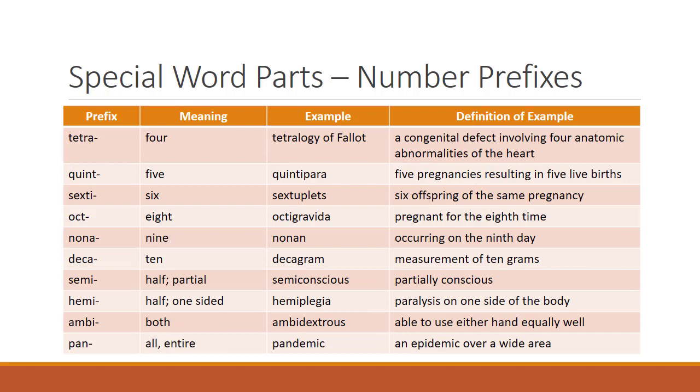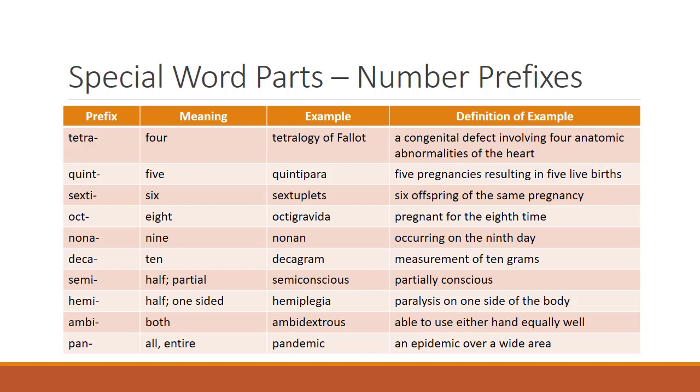So as we continue on with number prefixes, we see tetra, which means four. An example of that would be the condition called tetralogy of Fallot, which is a congenital birth defect involving four anatomic abnormalities of the heart. The next term, quint, meaning five. Quintipara would mean 5 pregnancies resulting in 5 live births.